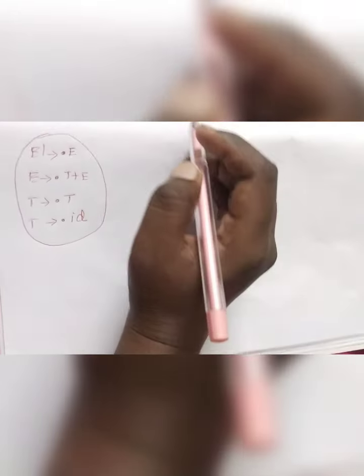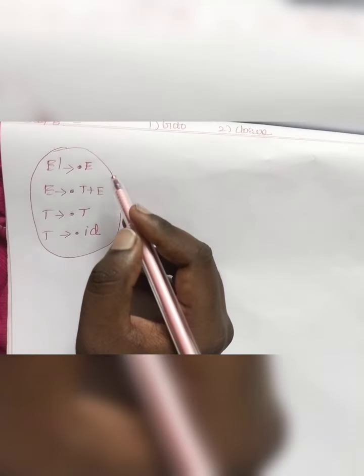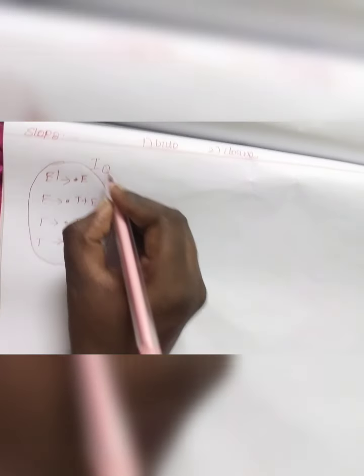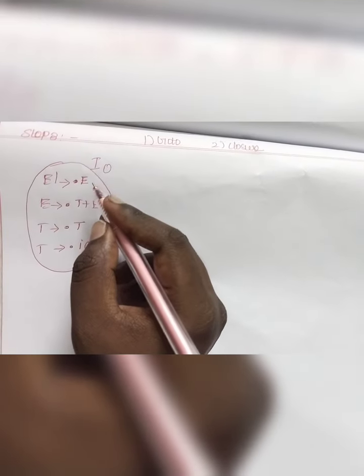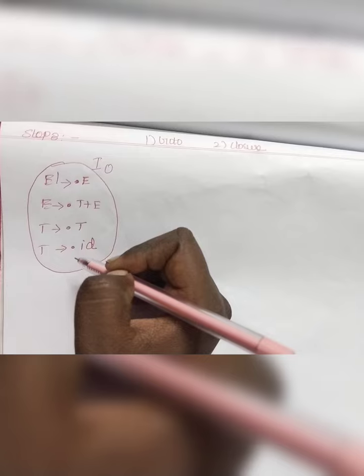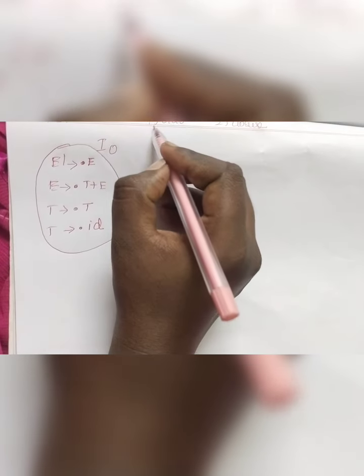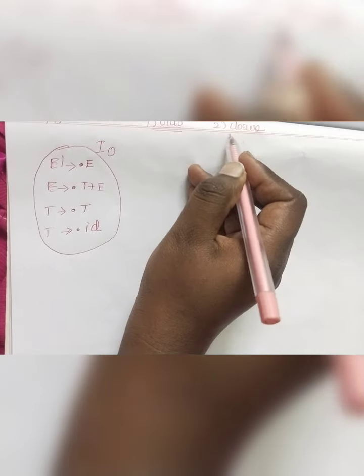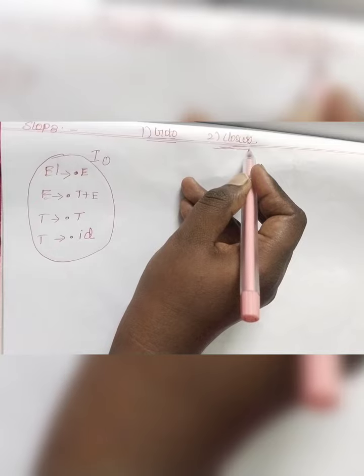Step 3: construct the set of all LR(0) items. Here, first you have to write all the things we have written, and mention them in one rounded circle or any symbol. I call this item number 0. So this is my item number 0. Then don't forget to put this dot. Here there are two functions. First function is the goto function. Second function is the closure function.